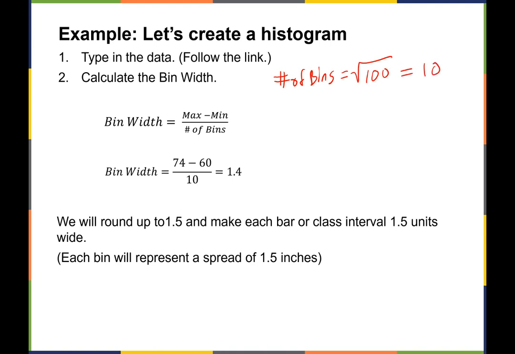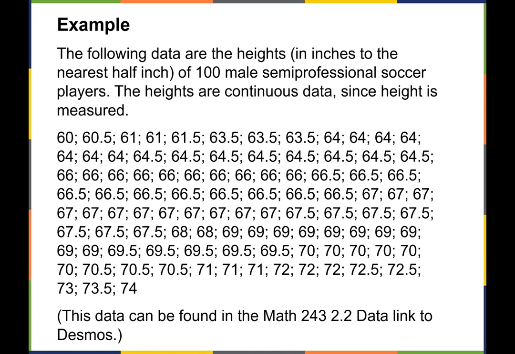So to calculate the bin width, you take the max value of the data minus the min value of the data and divide by the number of the bins. Let's scroll back and look at the data to pick out the max and min values. Conveniently, this data is sorted from smallest to largest. So the smallest value is 60 inches and the largest value is 74 inches.